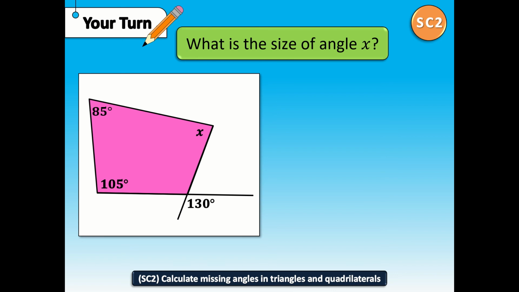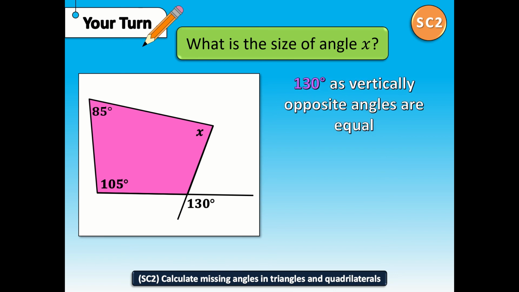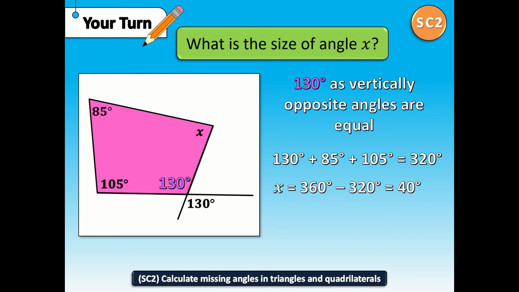So in this question, we know 130 degrees is an opposite angle, and opposite angles are equal, so that angle there must be 130 degrees. And then we've got the angles inside a quadrilateral, so if we add those together and take it away from 360, we get 40 degrees. So angle X is 40 degrees.